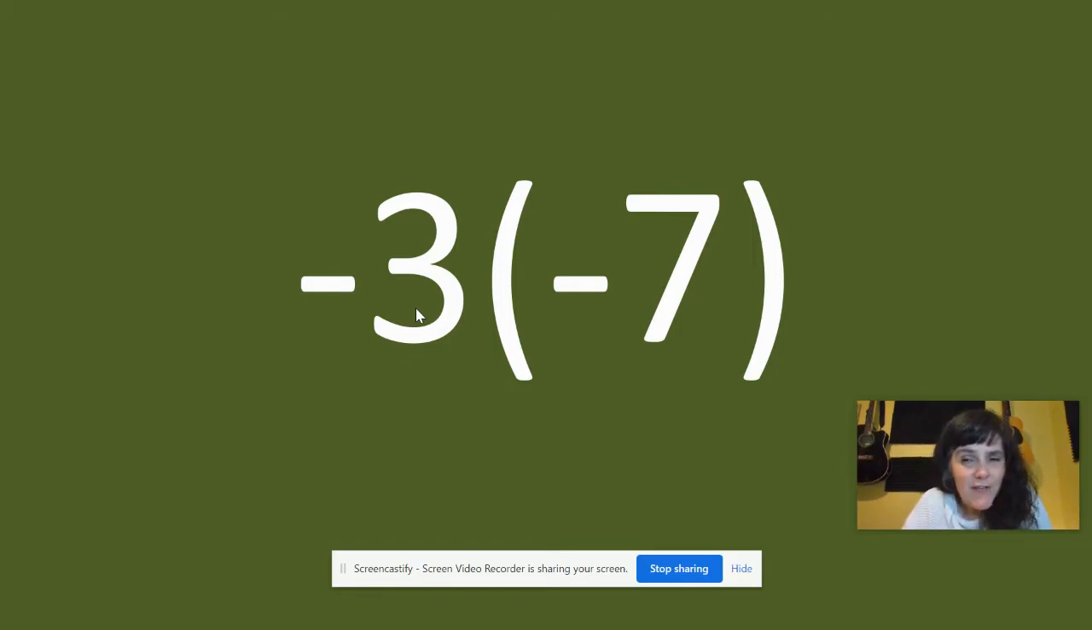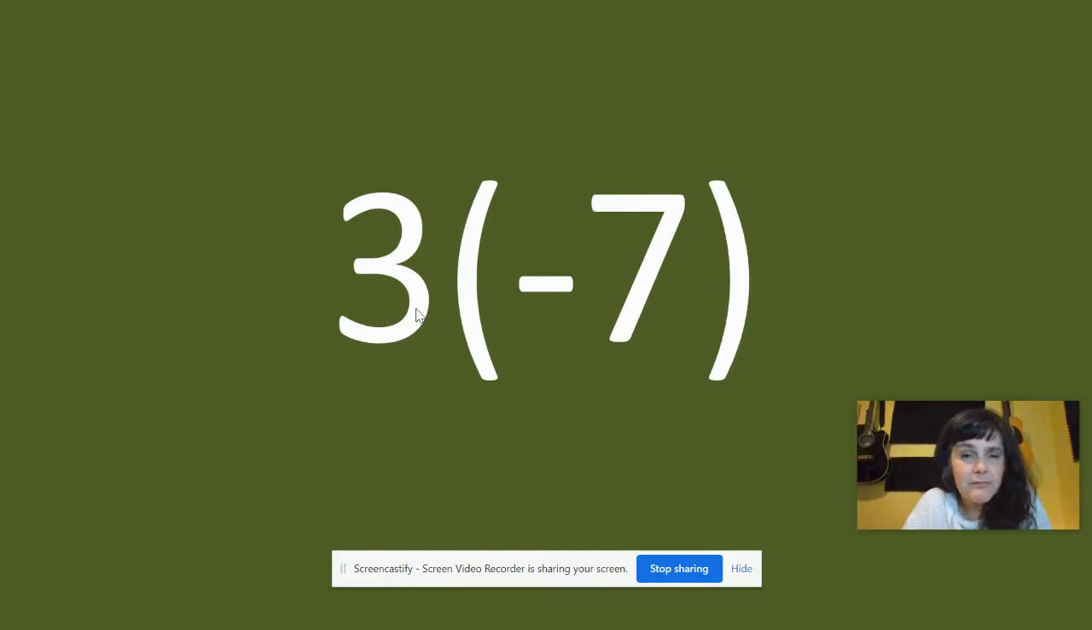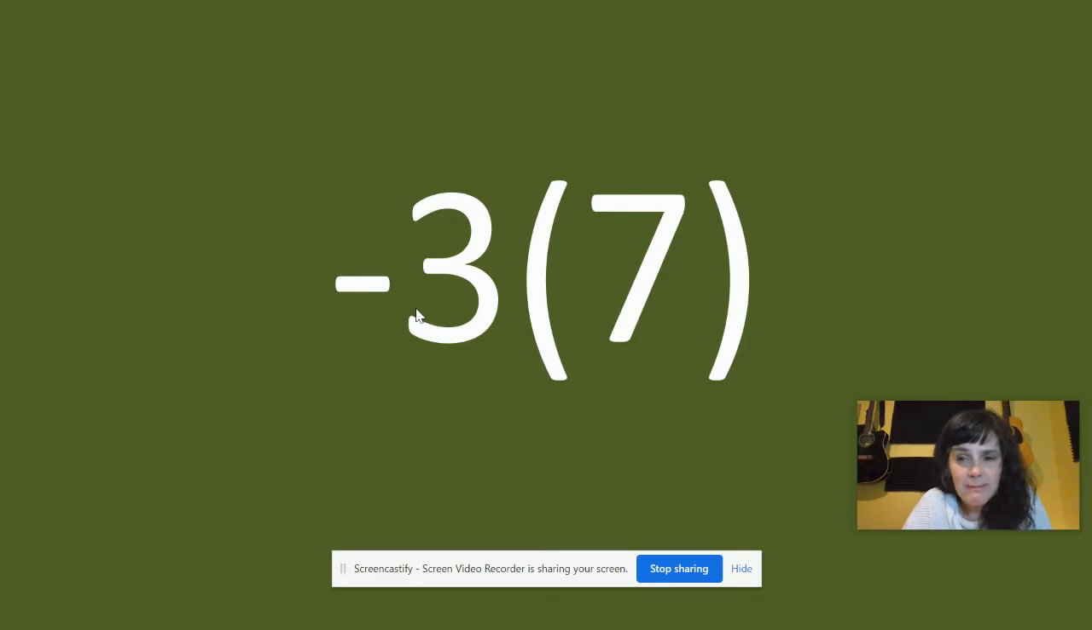You see those negatives in there, and that throws a lot of kids off, but there's two of them, right? So if they have the same sign, if they're both negative, your answer is a positive. So negative 3 times negative 7 is positive 21. How about this one? What do you think? There's a positive 3 and a negative 7. So a positive and a negative multiplying together gives us a negative answer. So the answer is negative 21. How about this one? Signs are different. The signs are different. The answer is negative. So it's negative 21.